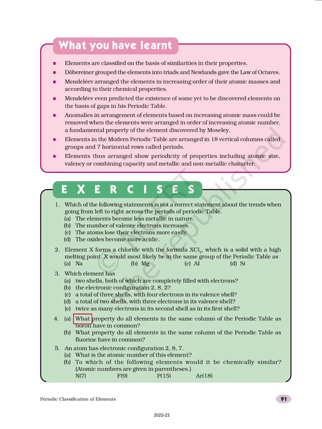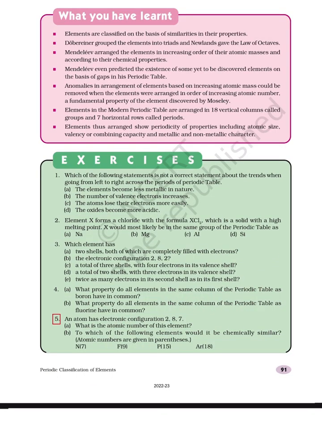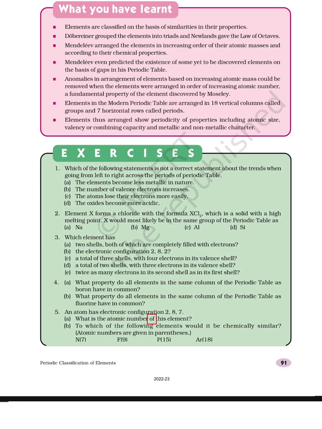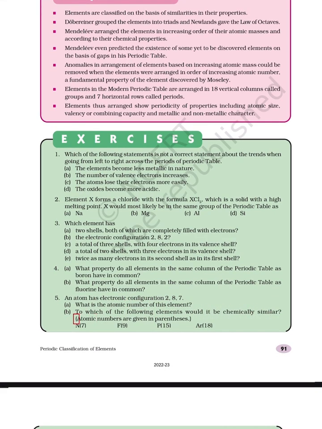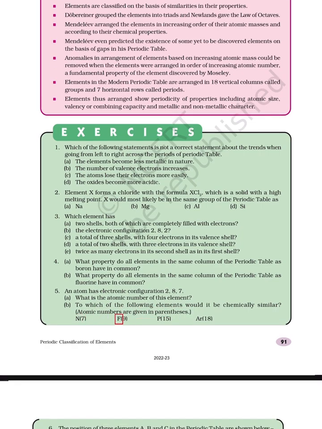4. a. What property do all elements in the same column of the periodic table as boron have in common? b. What property do all elements in the same column of the periodic table as fluorine have in common? 5. An atom has electronic configuration 2, 8, 7. a. What is the atomic number of this element? b. To which of the following elements would it be chemically similar? Atomic numbers are given in parentheses. N (7), F (9), P (15), Ar (18).